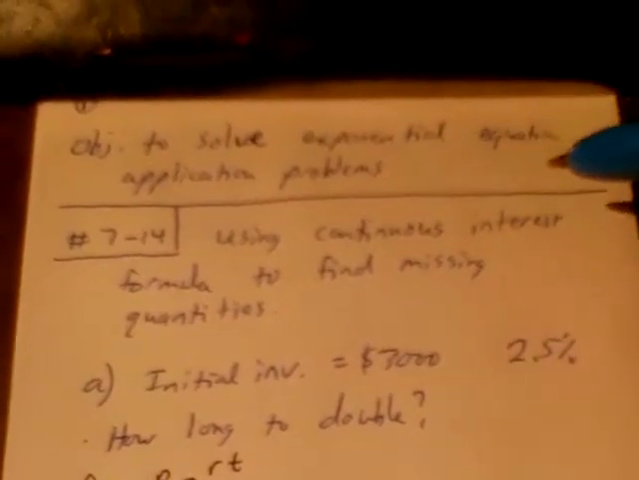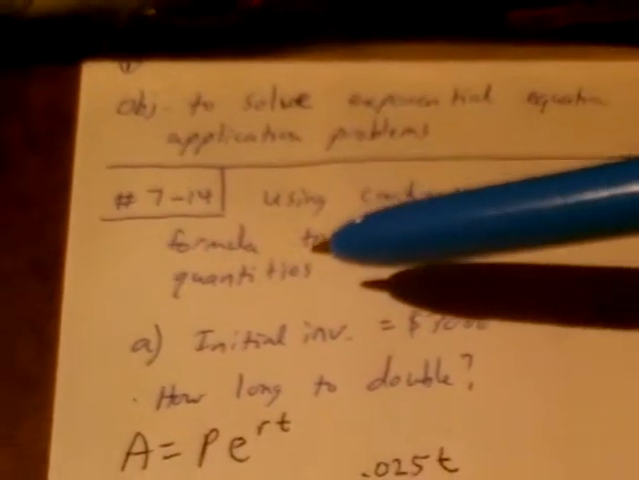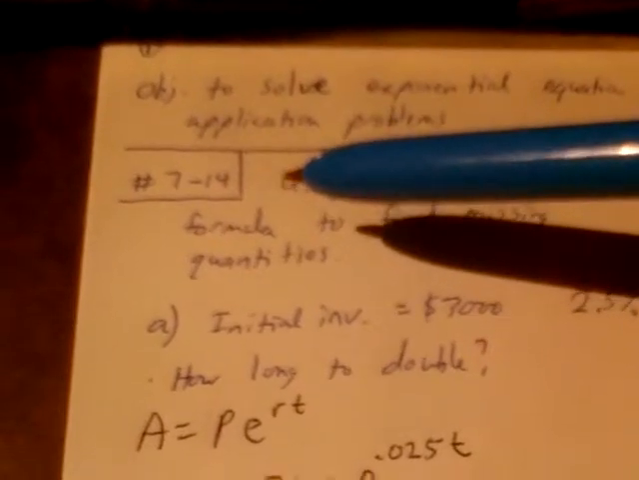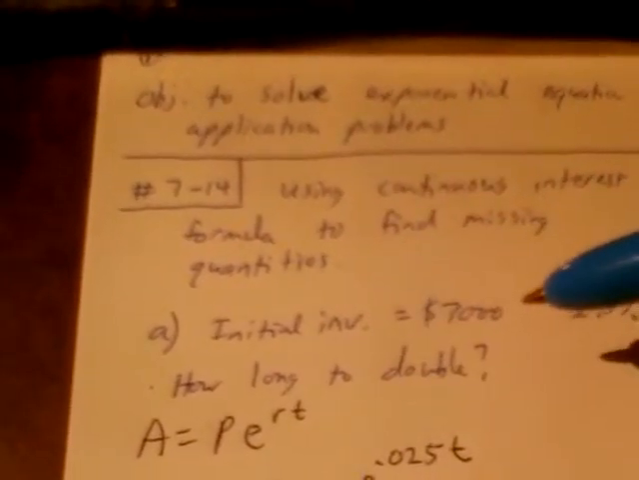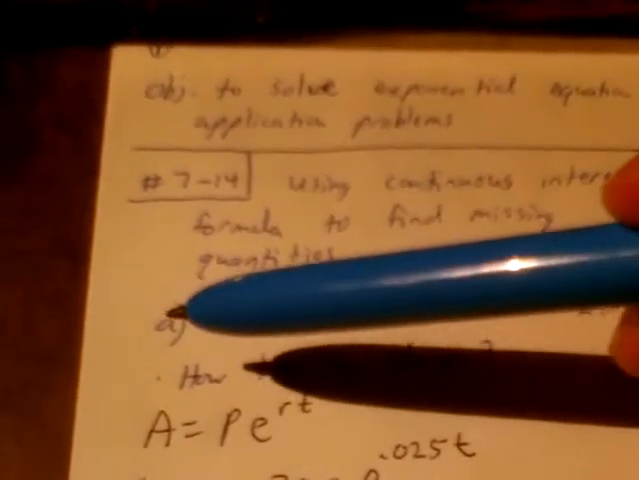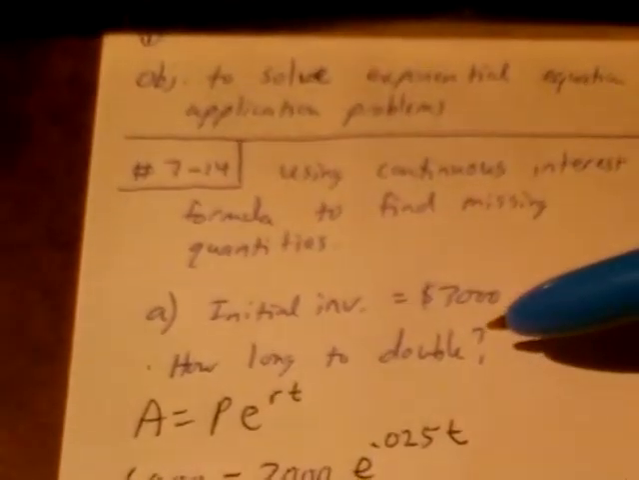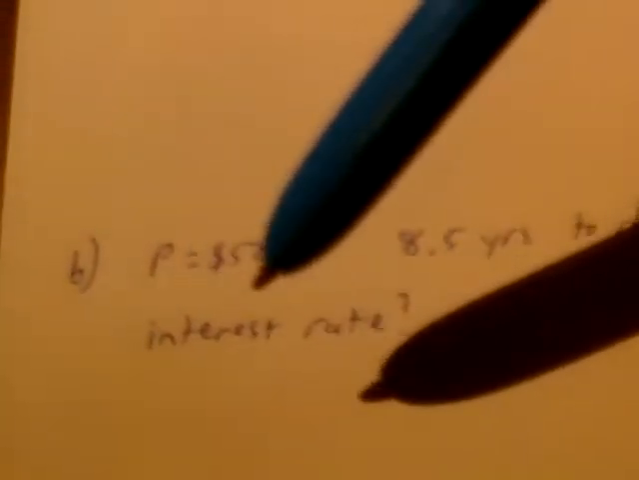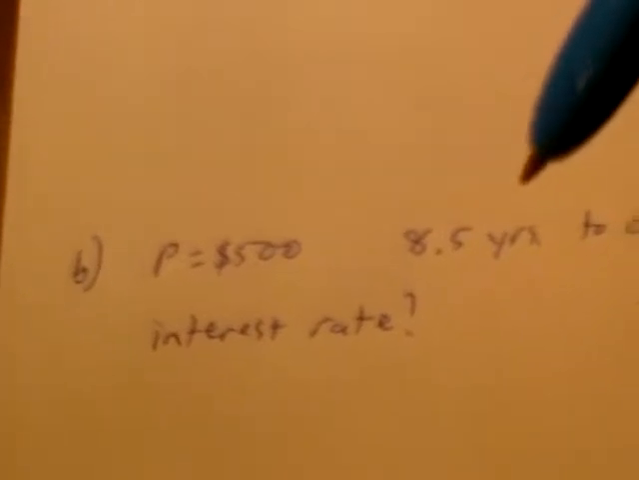So we're going to use the continuous interest formula to find missing quantities. So in your homework assignment, you're going to have a table, and you're going to have to fill in various parts of the table. So I've taken one line of the table and put the information here, and down here I've done a different line of the table and put some information, and then we're going to calculate that out.